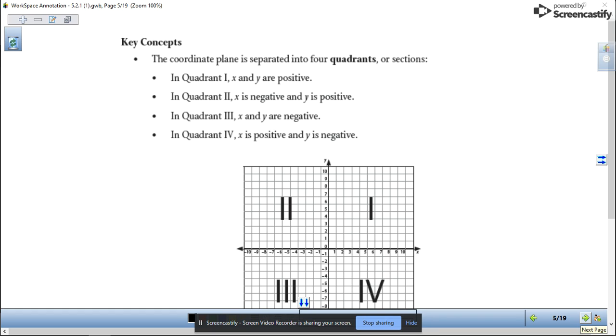So key concepts for this, make sure you understand the quadrants. Y'all should know this from 8th grade. But some things that y'all may be not thinking about. X and Y are positive if you're in quadrant 1. Y'all should know that. X is negative, Y is positive in 2. X and Y are both negative in 3. And X is positive and Y is negative in quadrant 4.